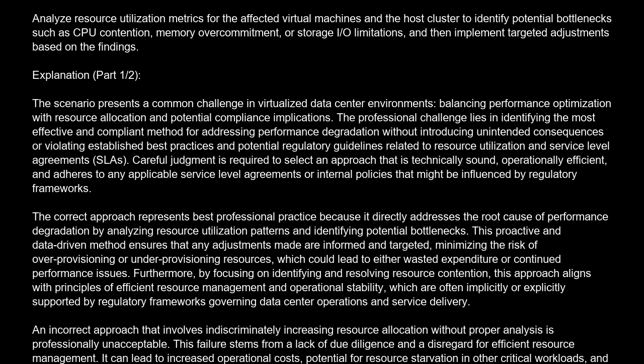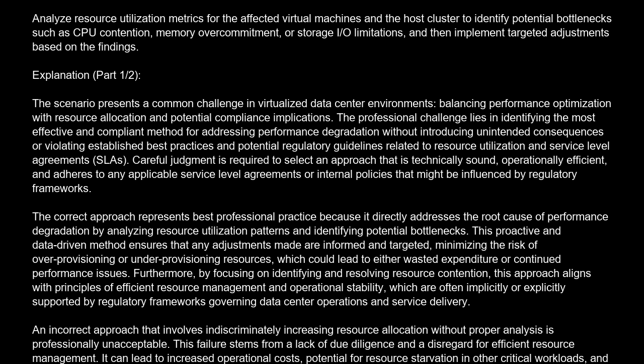The correct approach represents best professional practice because it directly addresses the root cause of performance degradation by analyzing resource utilization patterns and identifying potential bottlenecks. This proactive and data-driven method ensures that any adjustments made are informed and targeted, minimizing the risk of over-provisioning or under-provisioning resources, which could lead to either wasted expenditure or continued performance issues. Furthermore, by focusing on identifying and resolving resource contention, this approach aligns with principles of efficient resource management and operational stability, which are often implicitly or explicitly supported by regulatory frameworks governing data center operations and service delivery.